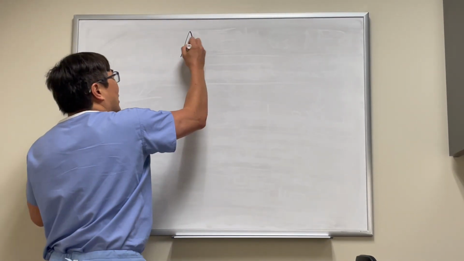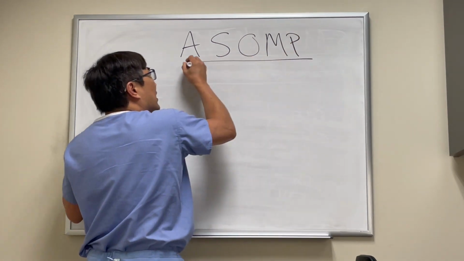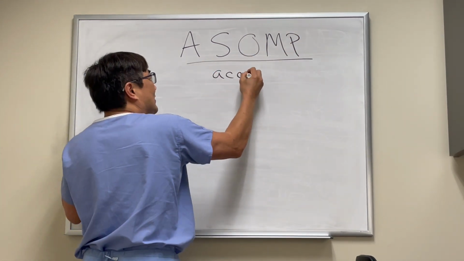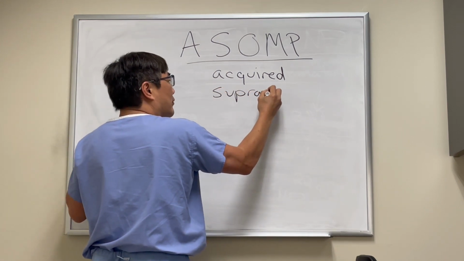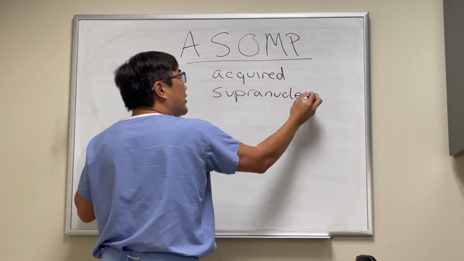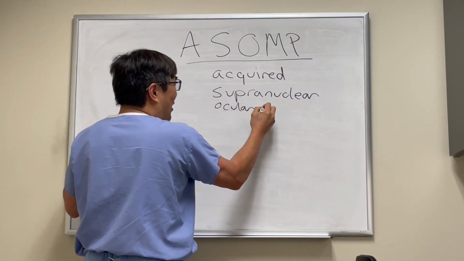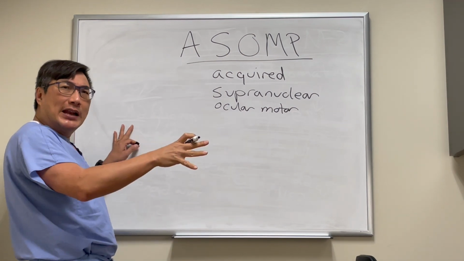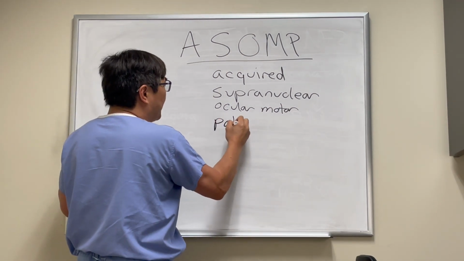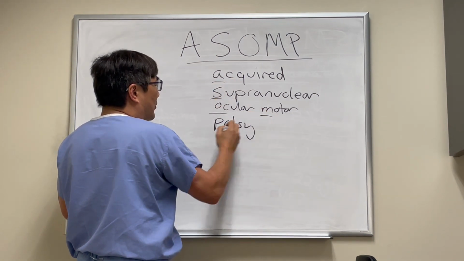So today we're going to be talking about acquired supranuclear oculomotor paresis, which is sometimes called ASOMP. It's acquired, not congenital. It's supranuclear, which means the problem is above the nuclei of the oculomotor nerves. It's an oculomotor problem, and that means it can look like 3, 4, 6, or any combination, and it's a palsy. So ASOMP is an acquired supranuclear oculomotor palsy.